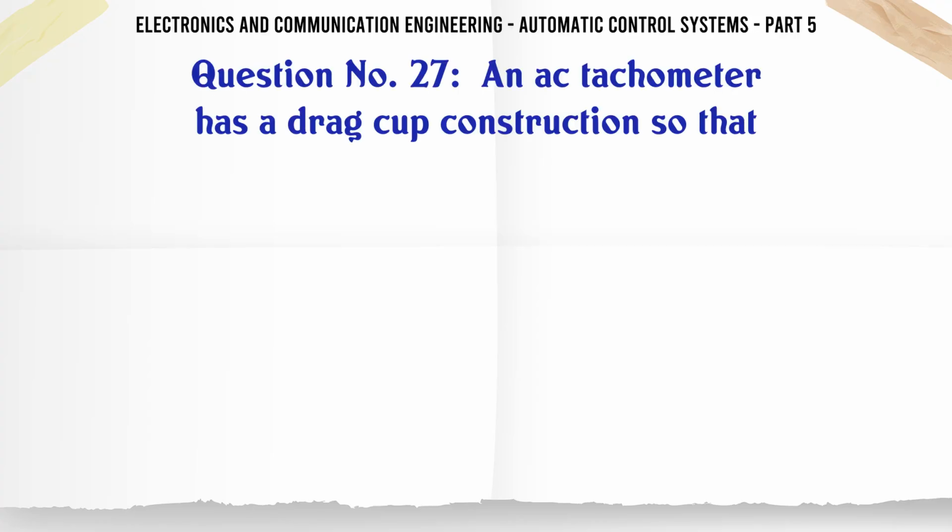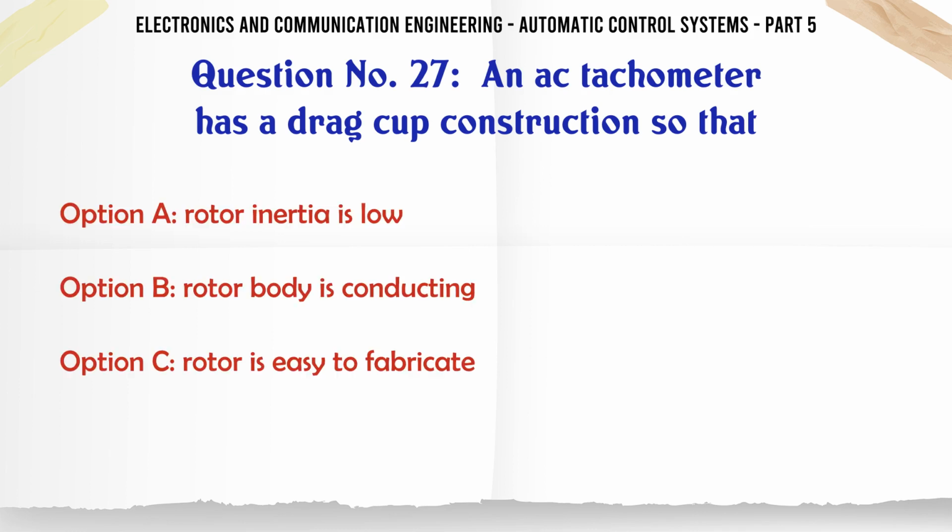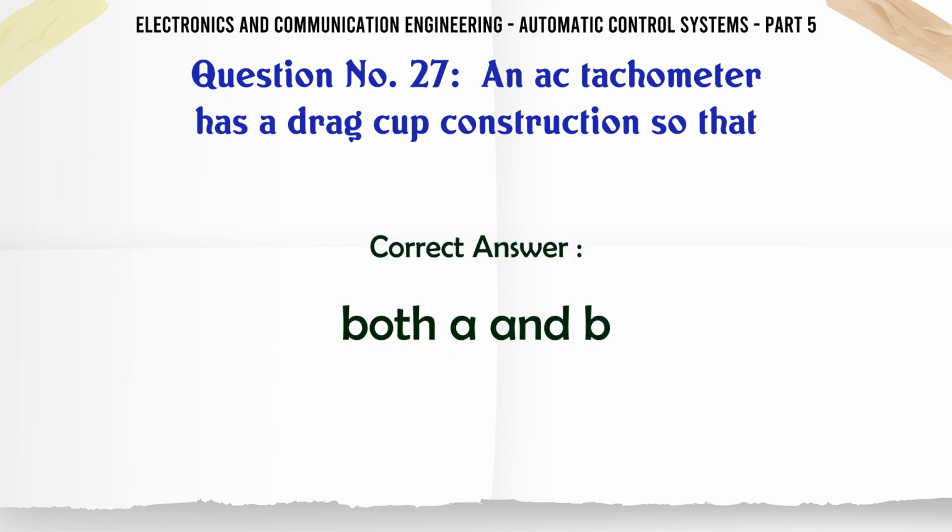An AC tachometer has a drag cup construction so that A. Rotor inertia is low, B. Rotor body is conducting, C. Rotor is easy to fabricate, D. Both A and B. The correct answer is both A and B.